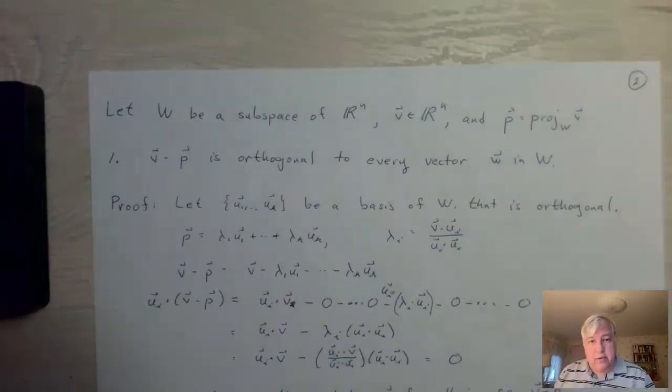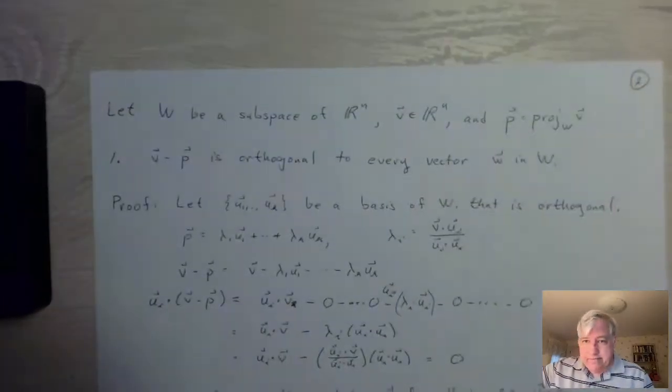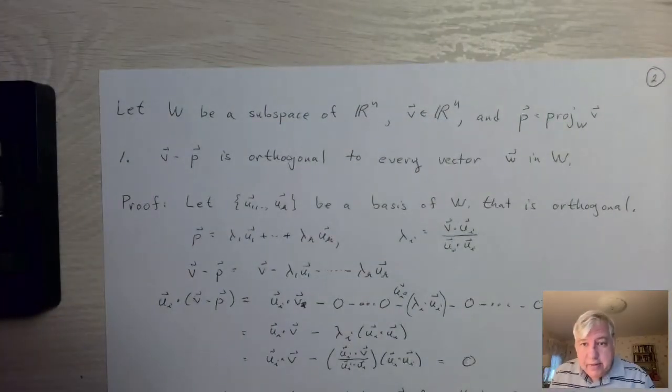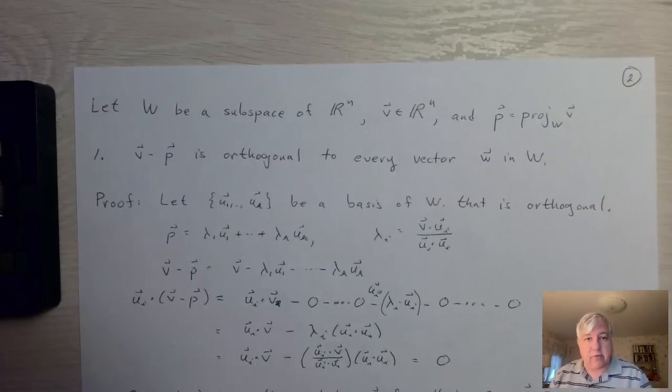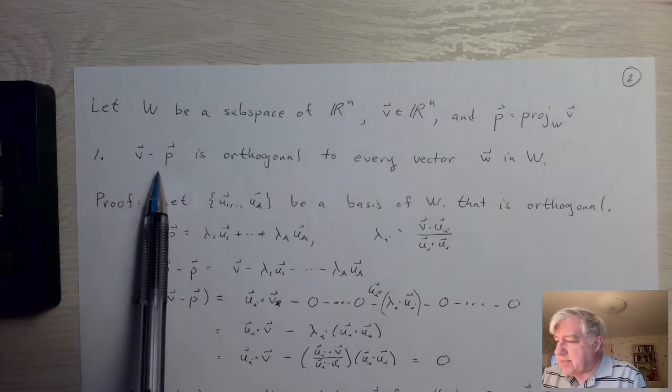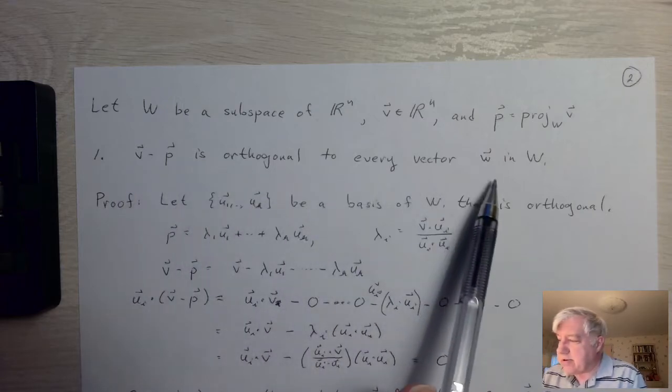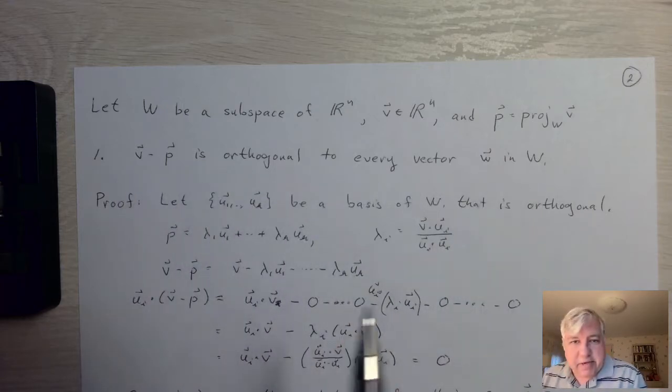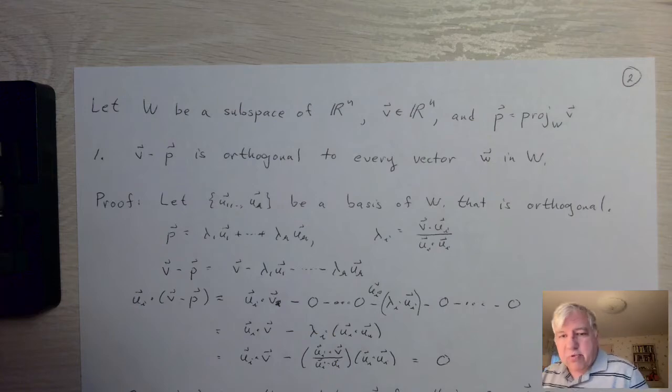Focus on that a little bit. Hopefully that helps. So the first thing we're going to show is that V minus P is orthogonal to every vector in the subspace W. And this is where we use the fact that we have an orthogonal basis.